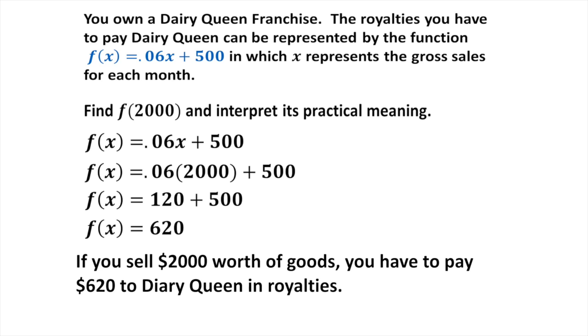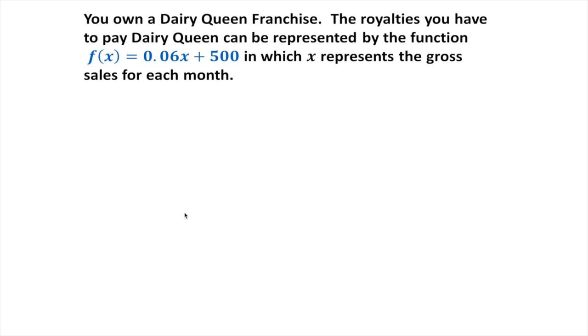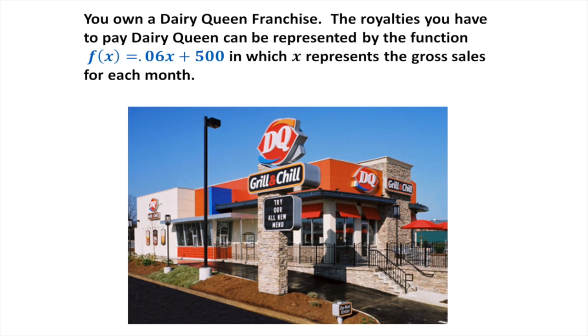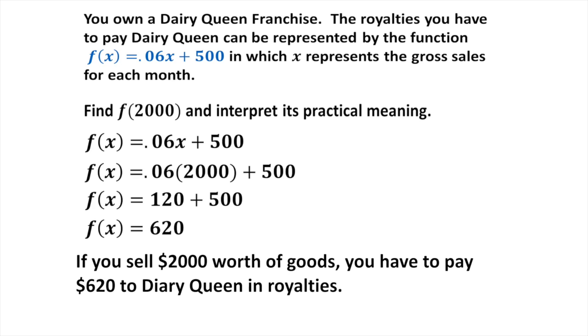Check your answer here. Hopefully you obtained 620. 620 was your amount. That's what you had to pay in royalties. That means if you sell $2,000 worth of goods, because this is our x value, and x represents the gross sales for each month, you have to pay $620 to Dairy Queen in the form of royalties.